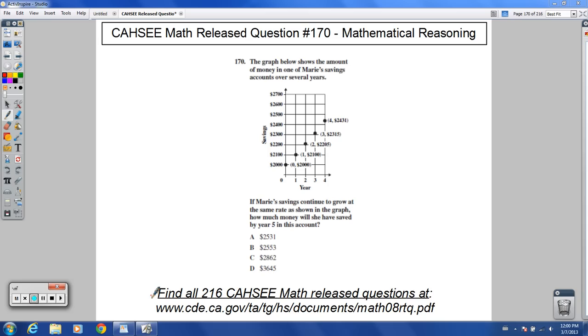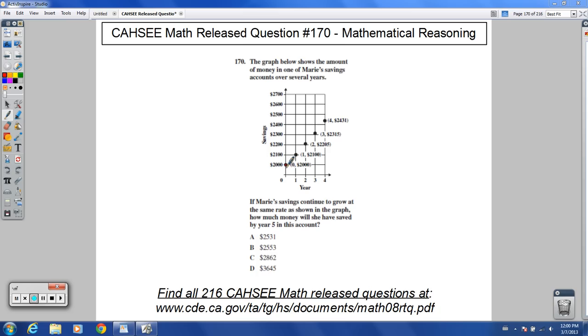Welcome to release question 170. The graph below shows the amount of money in one of Marie's saving accounts over several years. And so at year 0, she put $2,000 as her first amount in the bank.